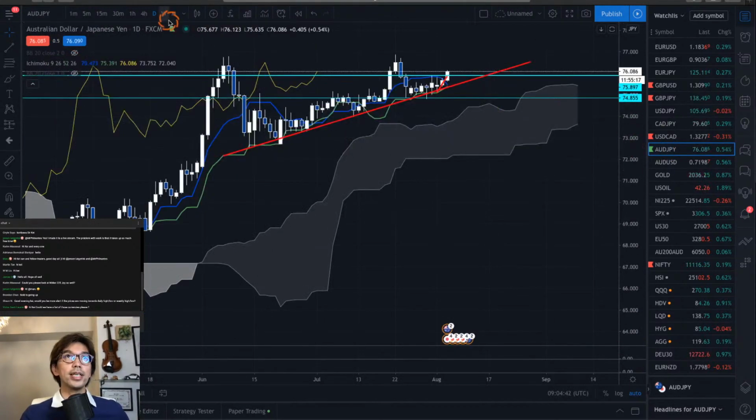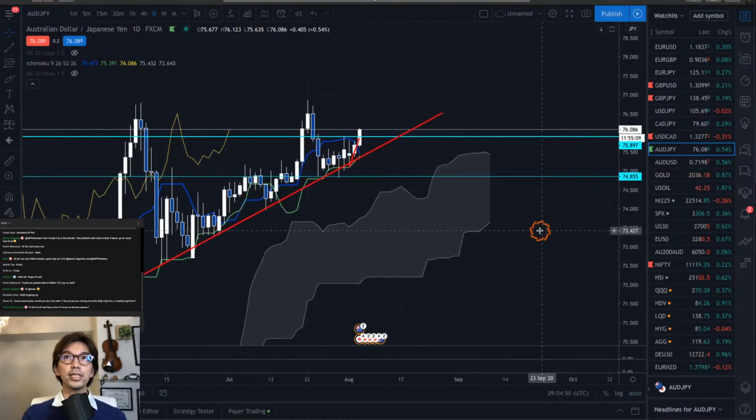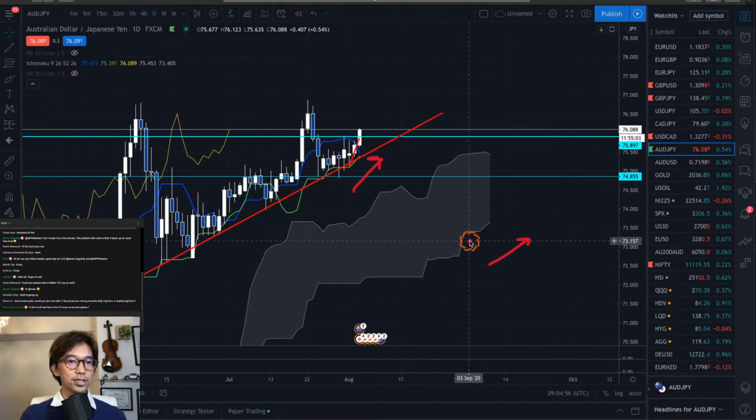So AUD USD daily chart is flat. Well, actually, technically this is uptrending because Senko span B up and Kijun Sen up. So in the definition of my KTS strategy, this is uptrend.